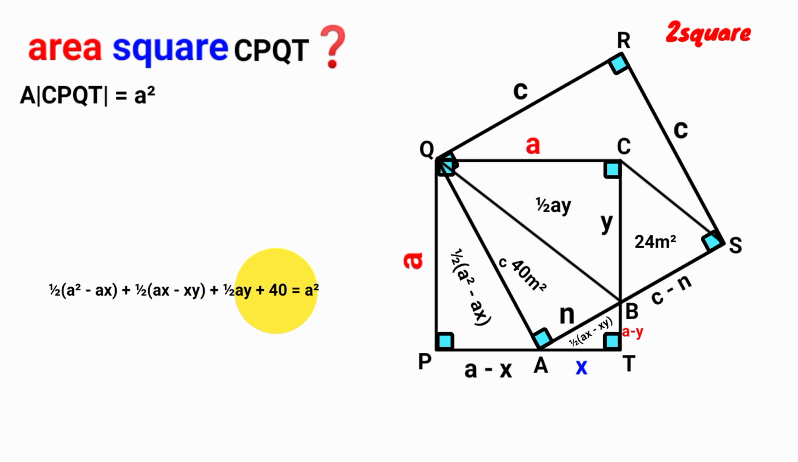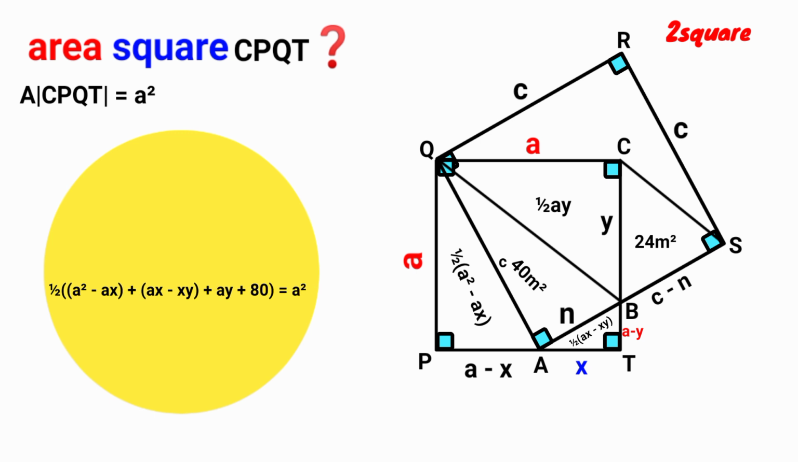This 40 is half 80. From 1/2 into bracket a squared minus ax plus 1/2 into bracket ax minus xy plus 1/2 ay plus 1/2 times 80, we can see 1/2 is common. If we factor it out, it is 1/2 into bracket a squared minus ax plus ax minus xy plus ay plus 80.